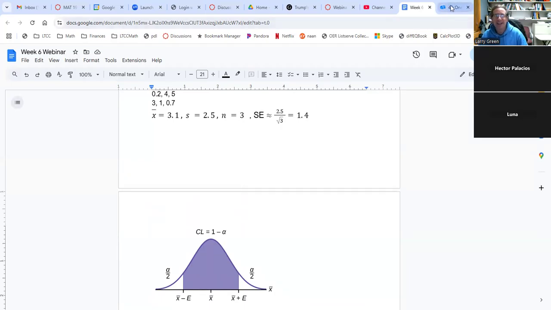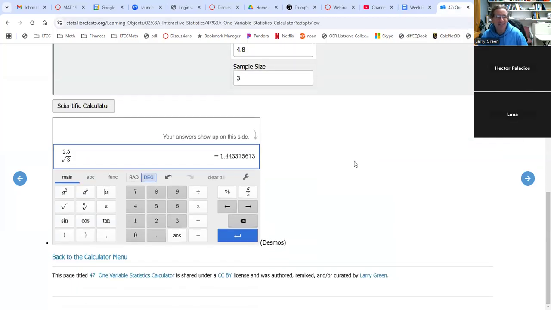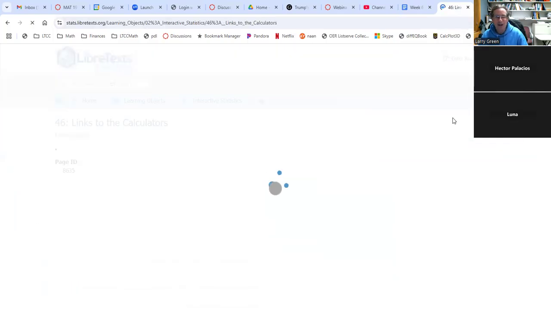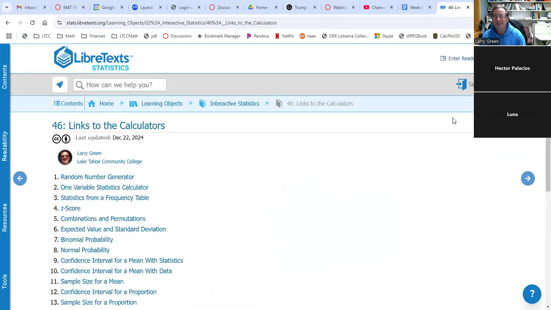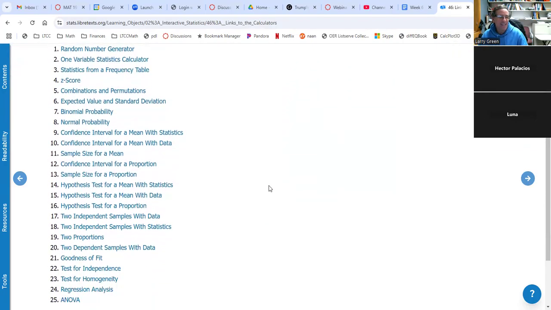Here's how I can do it. I can go to the calculator. Isn't that what we always do? I'll go back to the calculator menu. Any guess on which calculator I should use? Should be a number between 1 and 25.